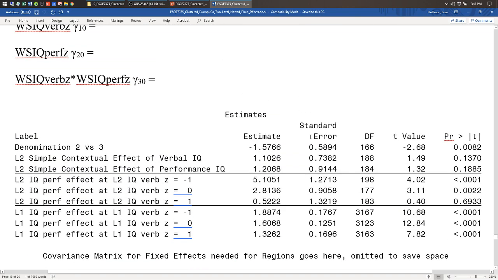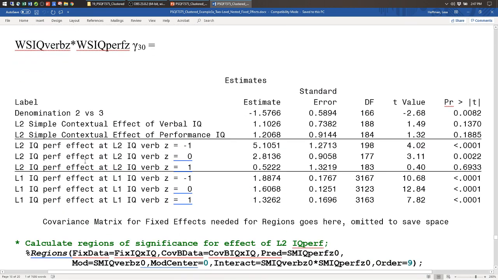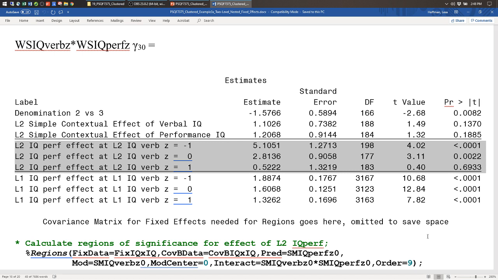I have it written out here because it usually takes me a minute. The school-level effective performance IQ will be significantly positive for school mean verbal greater than 0.38. That corresponds to this: we just figured out that a z of 0.38 is where this positive slope is no longer statistically significant.